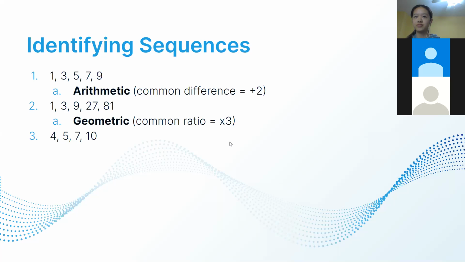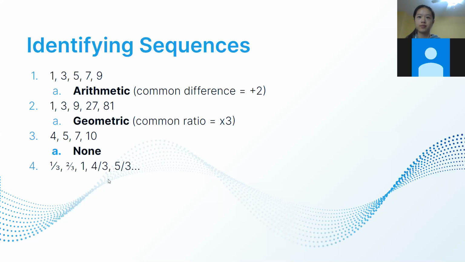It's none because it's not arithmetic nor geometric since there's not a common difference nor a common ratio. Yeah, because it doesn't add the same amount each time, but it also doesn't multiply the same amount each time. So it's neither. Okay, now this sequence.